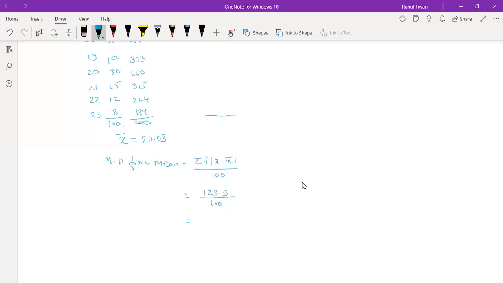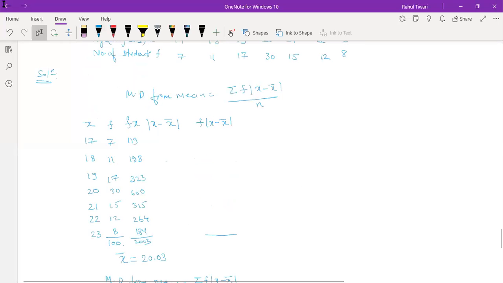Okay, and divide by 100. So you'll get 1.239. Correct?